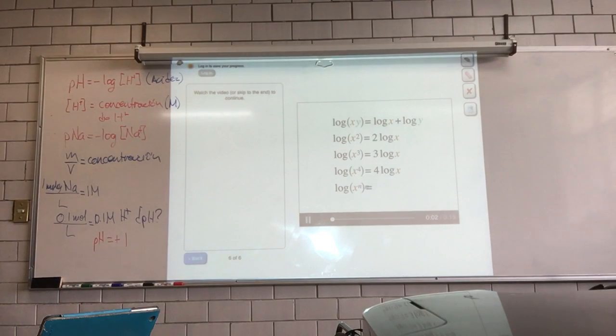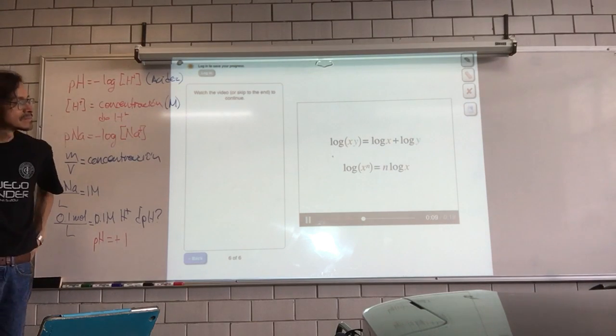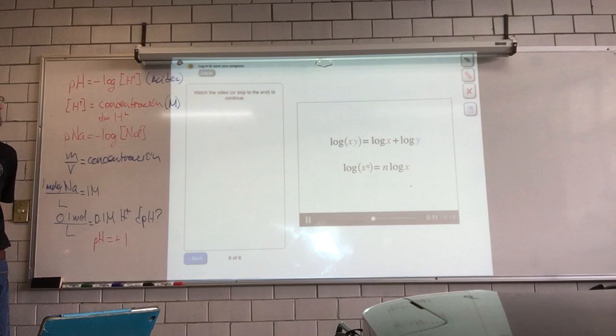Right again. The log of x to the n always equals n times the log of x. To summarize, in this tutorial, we use the log addition identity to illustrate how to simplify the log of a power, that the log of x to the n equals n times the log of x.